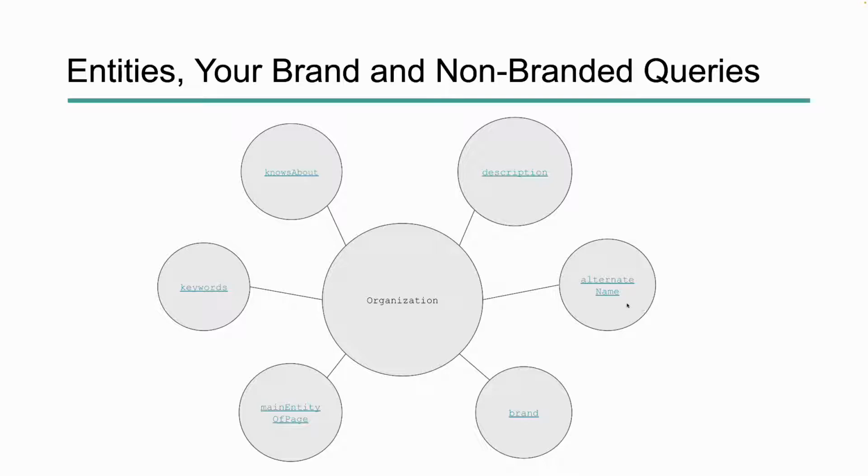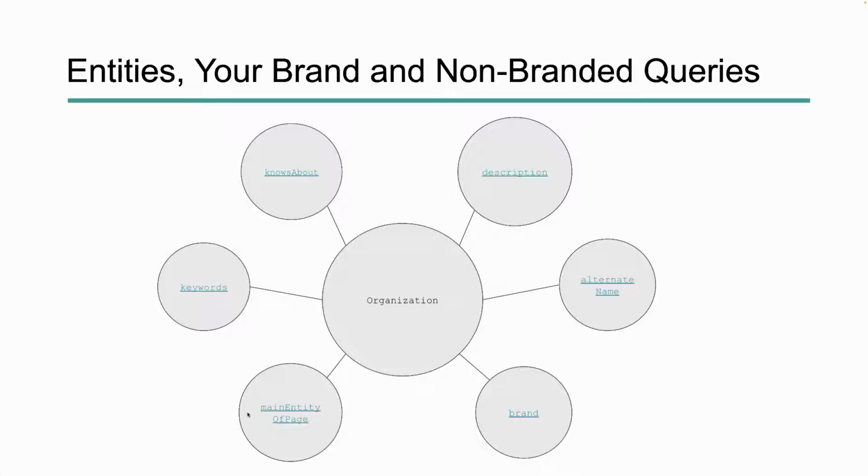You've got alternate names for your brand. This may help if your brand has one name but goes by something else. So for instance, when I first started this agency, we were Shelley Media Arts. And then we rebranded and shifted under SMA Marketing. So we add both of those names into our organizational markup because it's an alternate name that could be used for our brand itself.